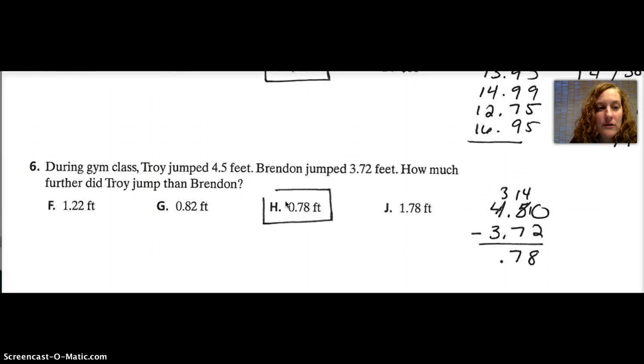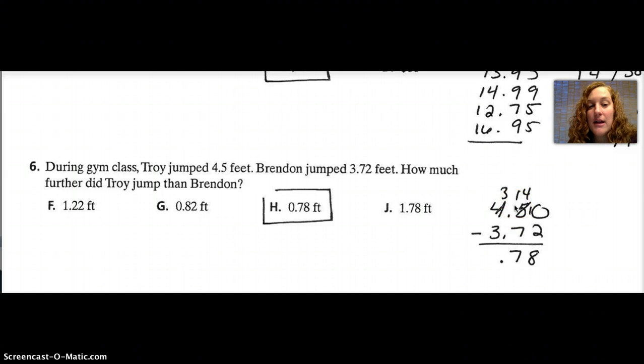Number 6, during gym class, Troy jumped 4.5 feet. Brendan jumped 3 and 72 hundredths feet. How much further did Troy jump than Brendan? Decimal subtraction. So this is where you have to remember that you line up the decimals. You may have to borrow.